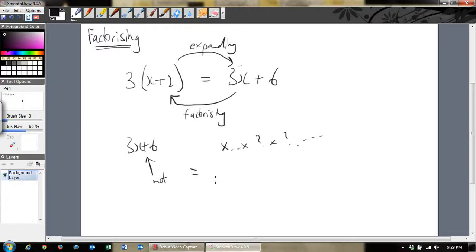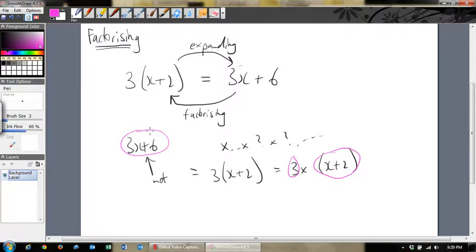Okay, but if we write that as 3 bracket x plus 2, what that means is 3 times x plus 2, and so we've broken it up into pieces. We've broken it up into factors. We've got a factor of 3, and we've got a factor of x plus 2, and these things are multiplied by each other. Hopefully you can see how that is different to this, where you've got two things added to each other. So this is in factored form or factorized form, and it's really important to understand what this is and how to get to it.